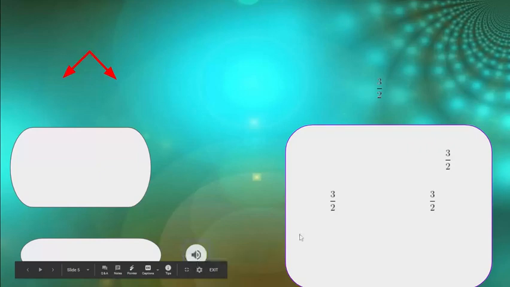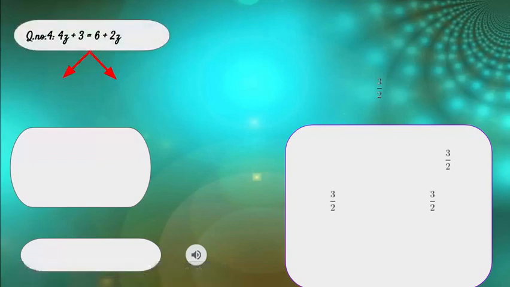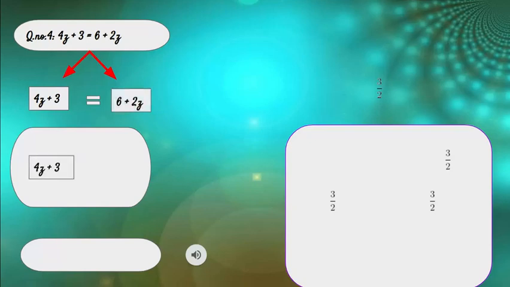Now question number 4. 4z plus 3 is equal to 6 plus 2z. So here also both the sides we are having variable and constant both. Now from left side plus 3 we have to shift right side. So it will change as minus. Then from right side we have to take 2z to left. So that is plus 2z. It will also change as a minus.